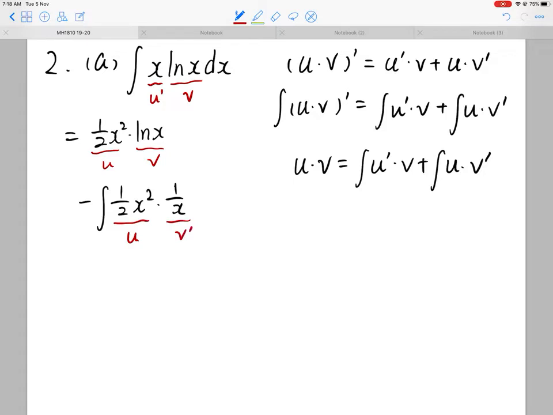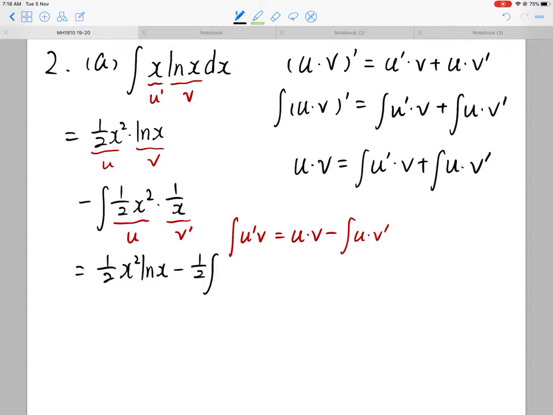So basically what I'm writing here is the integration of uv equals u times v minus the integration of u times v's derivative, which comes from this equation. In this way, this first part we don't have to integrate, so just leave it there. And this part, simplify it. You can always move the constant to the front: half the integration of x dx.